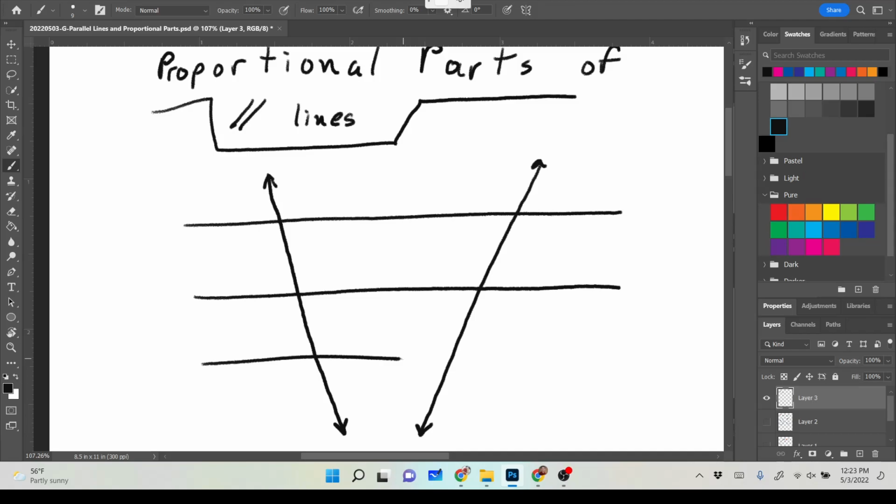This is the last theorem we're going to talk about, and then we will be done. How lovely.